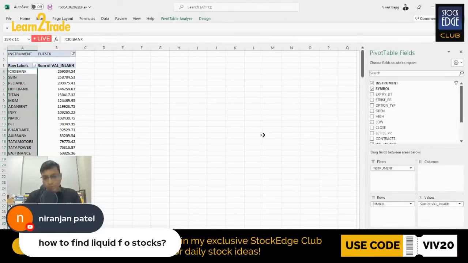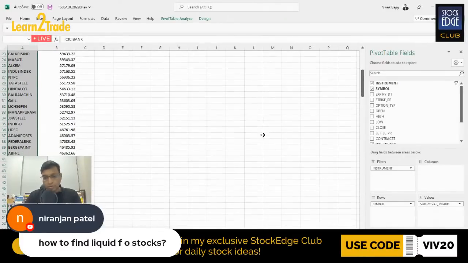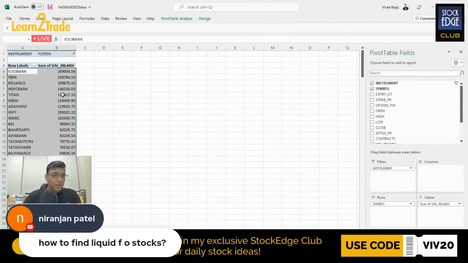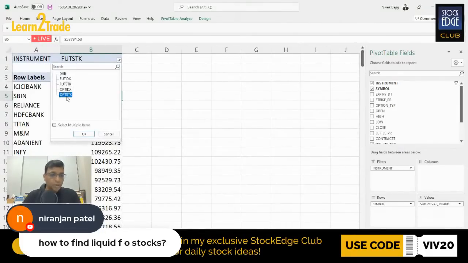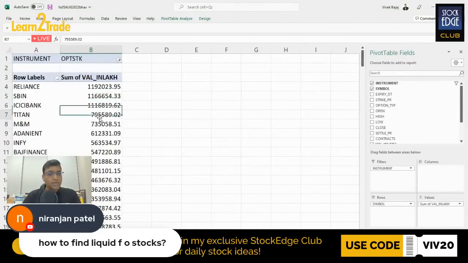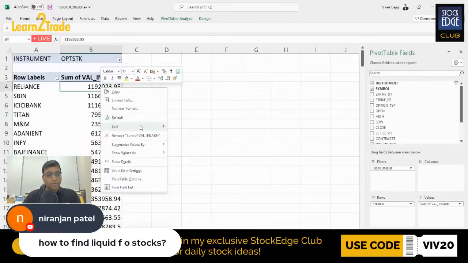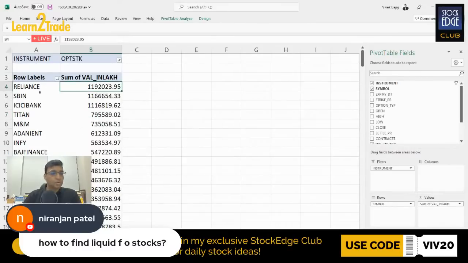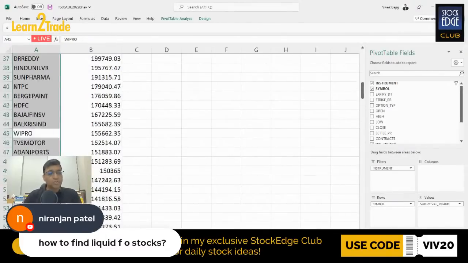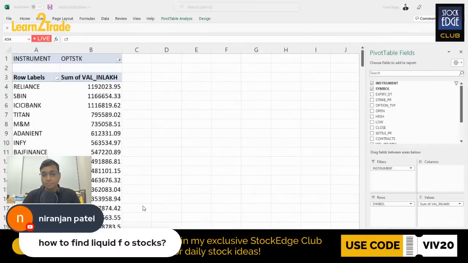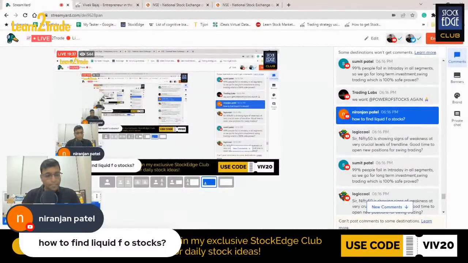So what you can do is take the top 50 stocks. These are the top 50 stocks which are liquid. And if you want the same for options, select option stock and you will get the most liquid option stocks. So these are the top 50 option stocks which are liquid in the market. I hope this was answered.